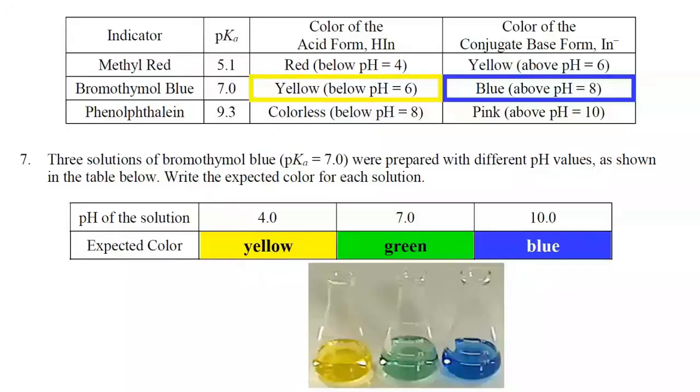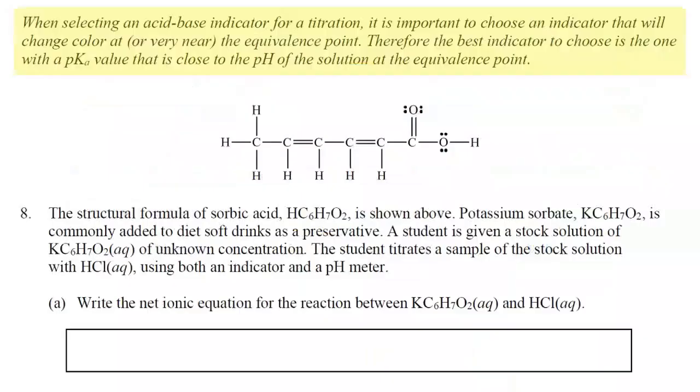So before I talk about question 8 in this packet, let me give you some advice about choosing the best indicator to use for an acid-base titration. And this advice is highlighted at the top of this slide. So when selecting an acid-base indicator for a titration, it is important to choose an indicator that will change color at or very near the equivalence point. Therefore, the best indicator to choose is the one with a pKa value that is close to the pH of the solution at the equivalence point.